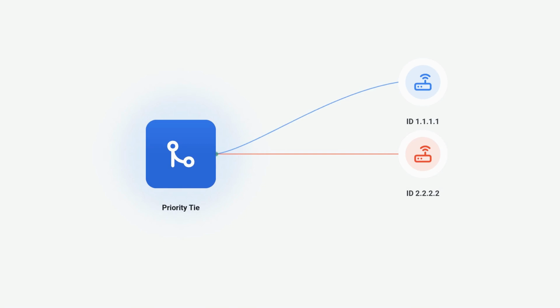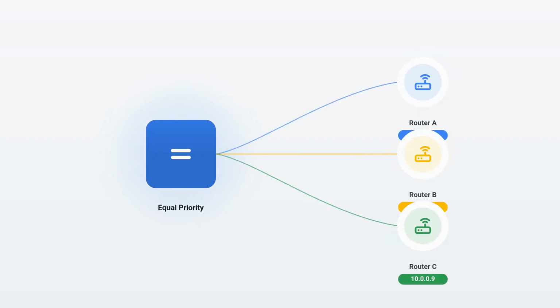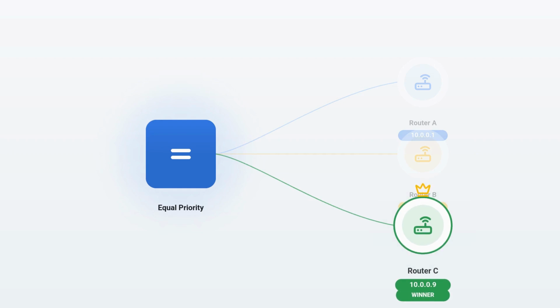Quick reminder, if the priorities are equal, the highest router ID wins. In this topology, the priorities are equal, so your eyes go straight to router ID. The router with the highest ID is the winner.